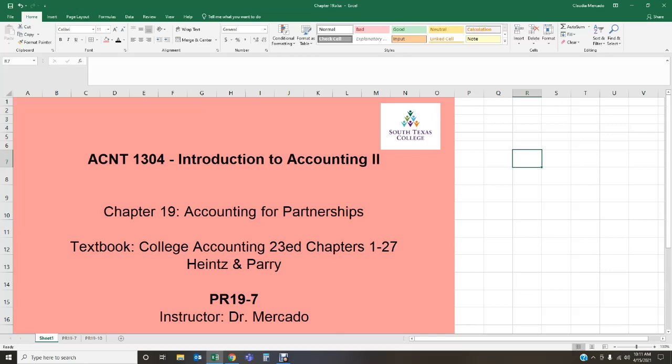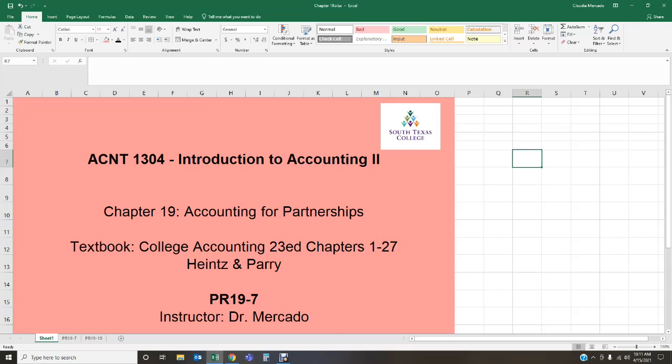Now during this week we're going to be covering Chapter 19, which deals with accounting for partnerships. Okay, so what is a partnership? This is when two or more individuals engage in an enterprise as co-owners. This is a very common type of practice, and a lot of service businesses or service organizations utilize this type of business entity to be able to conduct business.